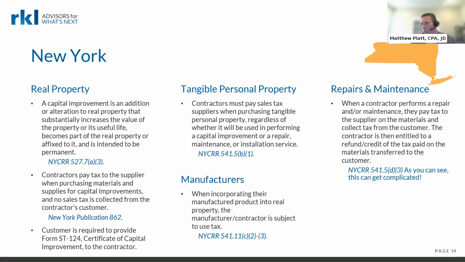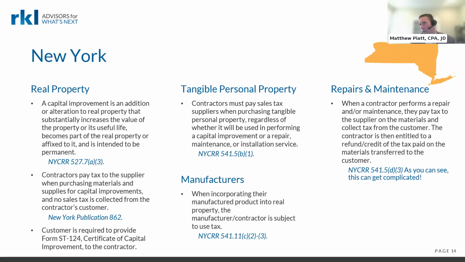New York. So New York gets a little messy in this space. They have the capital improvement terminology. They say that is an addition or alteration to real property that substantially increases the value of the property or its useful life. So that's prong one. It needs to become part of real property or affixed to it. So that's prong two. And then item three, it's intended to be permanent.